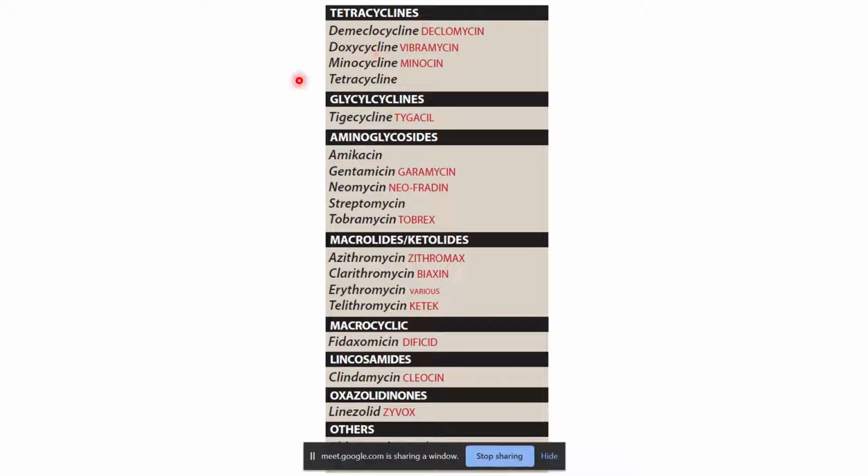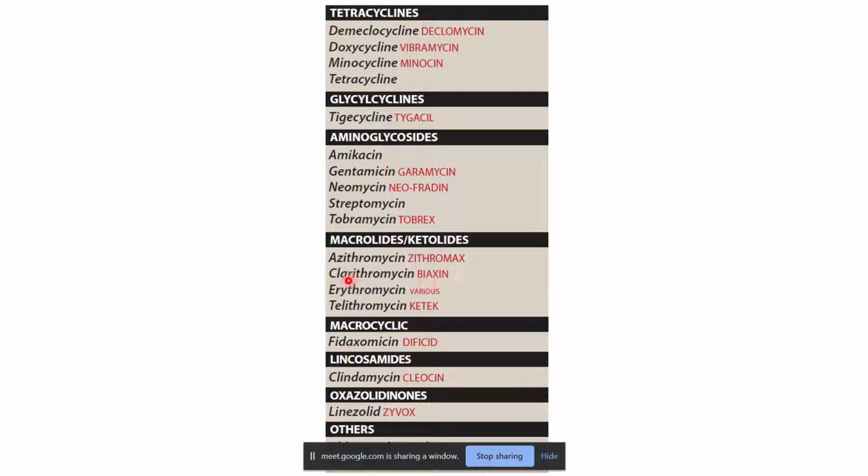and also aminoglycosides, including gentamicin and streptomycin. So these are the old ones, and amikacin and neomycin and tobramycin, the newer ones. Then our third group is macrolides, which includes erythromycin, the old one, and clarithromycin and azithromycin, the new ones.